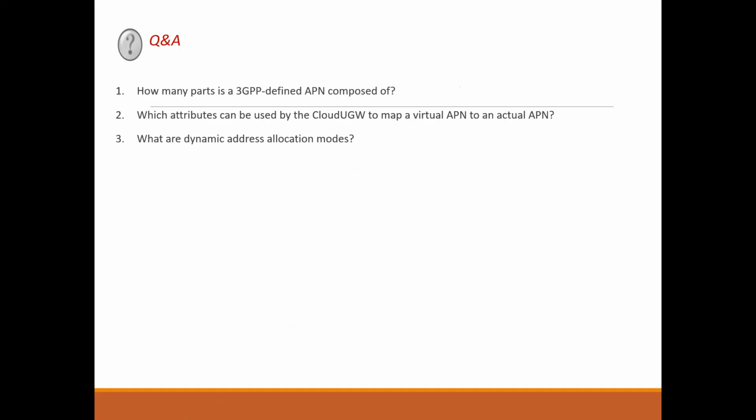Okay, so how many parts is a 3GPP defined APN composed of? Okay, we studied it, we have the network part and the operator identifier. Which attributes can be used to map a virtual APN to an actual APN? We checked this as well. There are many attributes: MSISDN, IMSI, RAT type, PLMN, and so many more. And what are the dynamic address allocation modes? We also checked this, that it can be done locally, it can be done via RADIUS, and it can be done via DHCP as well.